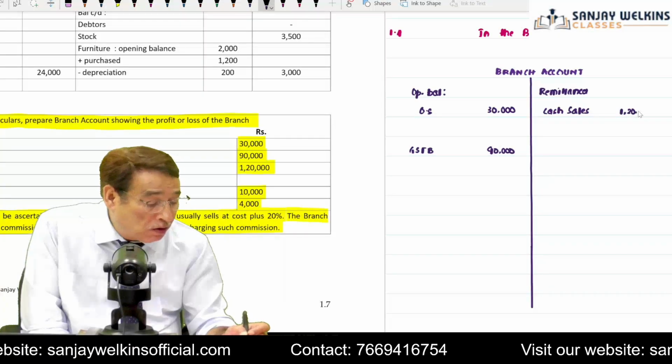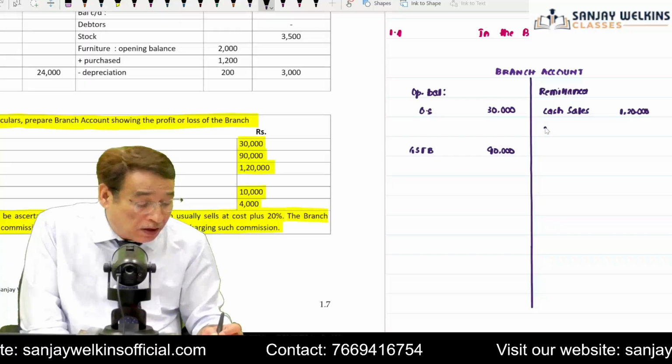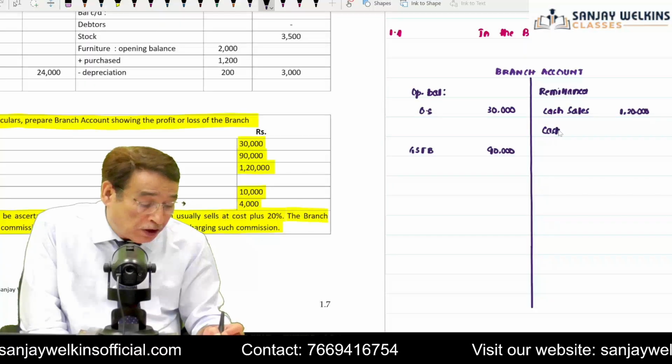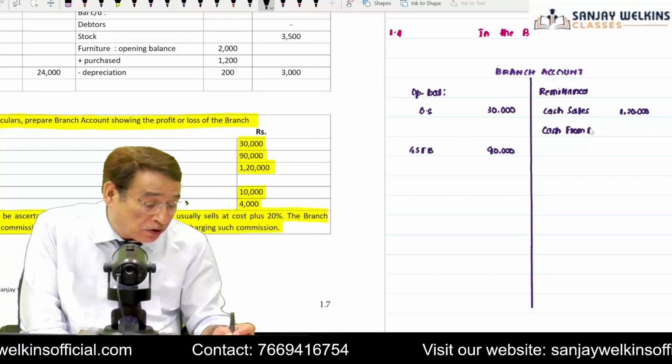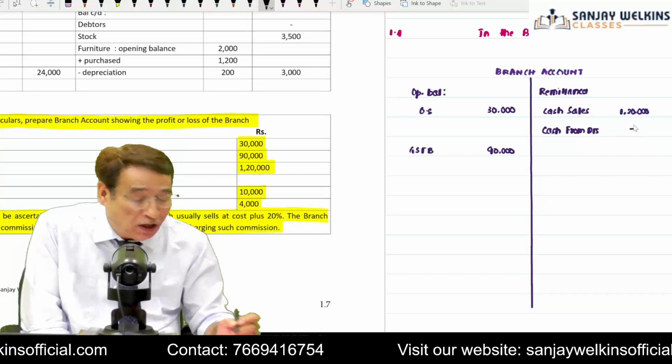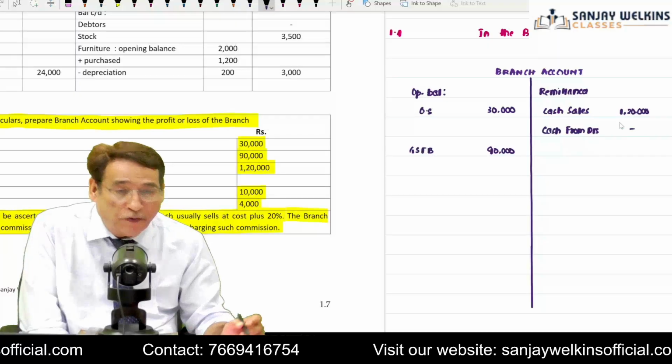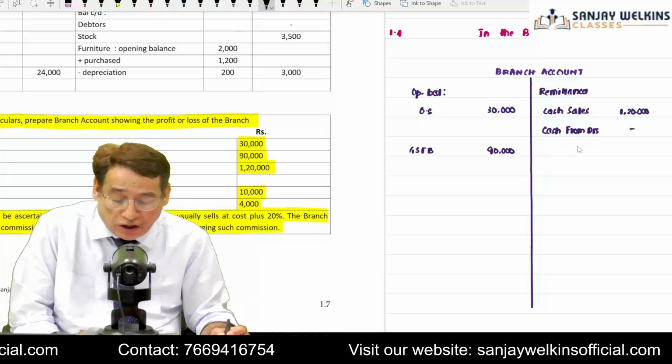In this question, cash received from debtors cannot be there because the branch is not doing any credit transaction. So cash received from debtors will be nil. So the total amount of remittances will be equal to 1,20,000.